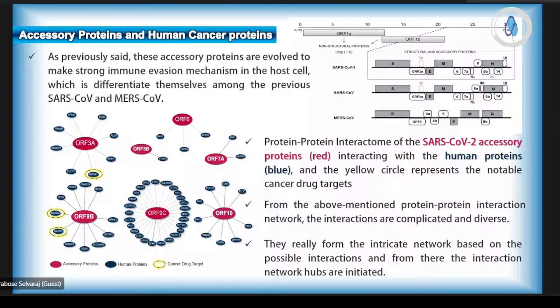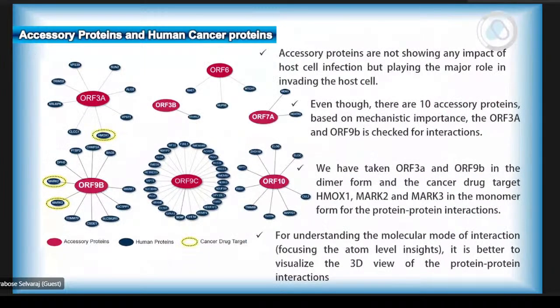You can see the yellow circles. Those are the cancer drug targets which are connected by the accessory proteins. These results show that cancer proteins are directly interacting with SARS-CoV-2, and that is the reason why cancer patients and diabetic patients become severe after post-COVID conditions. So this is not about a single protein. We analyzed all 10 accessory proteins and found several proteins that have direct interaction with cancer.